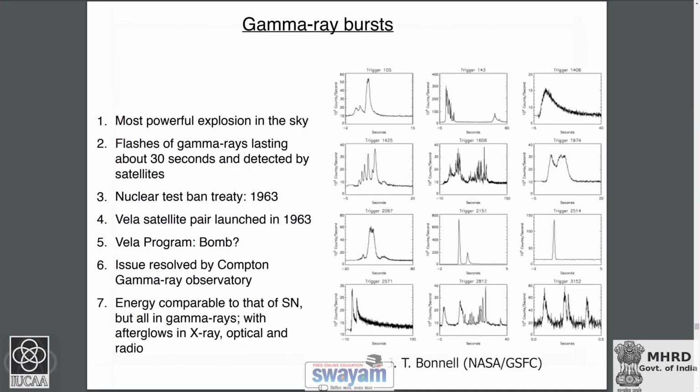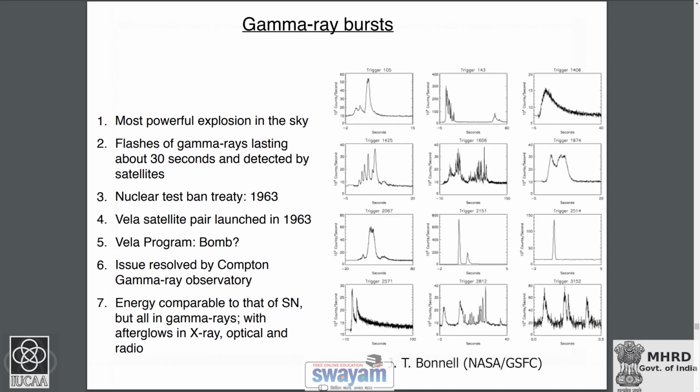The last thing I focus on in time domain astronomy is observing these peculiar objects called gamma ray bursts. They are the most powerful explosions in the sky, and they are basically flashes of gamma rays which last for a few seconds. These flashes have been known since 1963, but the results were not made public at first. This came as a surprise because people were trying to observe gamma ray radiation as part of the nuclear test ban treaty in 1963.